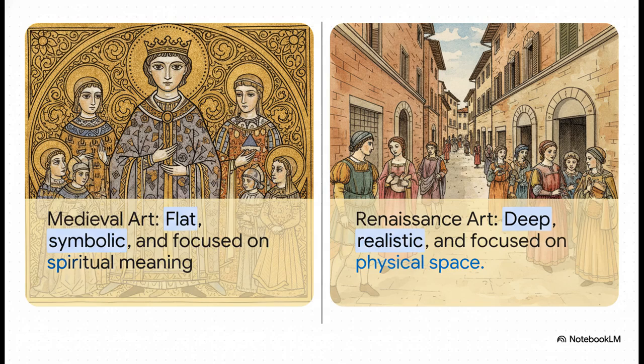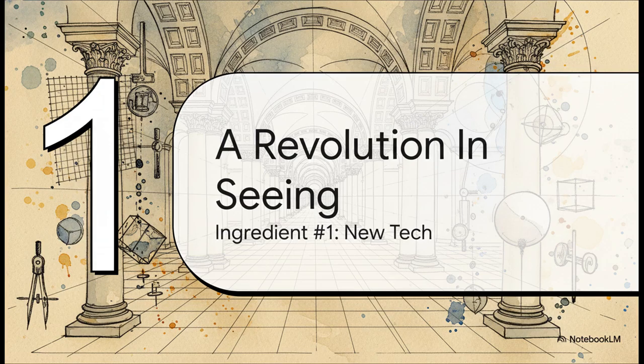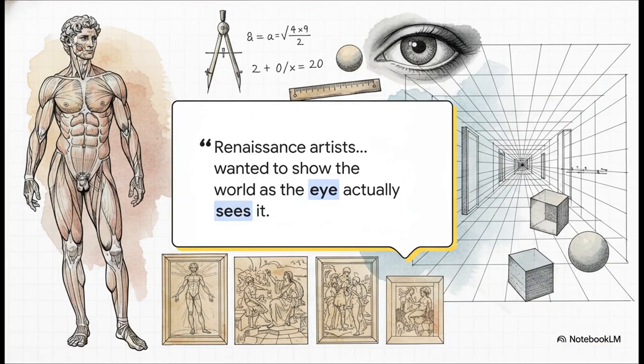So the big question is, what happened? What on earth allowed for such a fundamental shift in how we see and represent the world? Well, it all starts with our first ingredient, and it's all about vision. This wasn't a case of artists just magically getting better at drawing. Nope, it all started with a revolutionary new technology for seeing. And that is the absolute key.